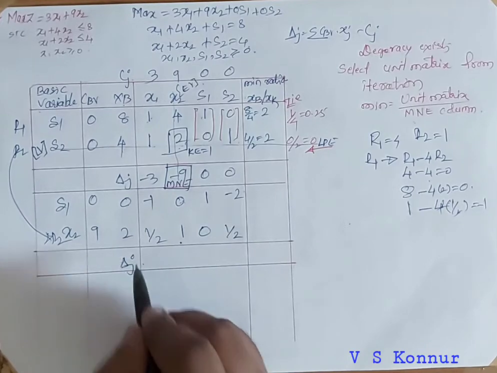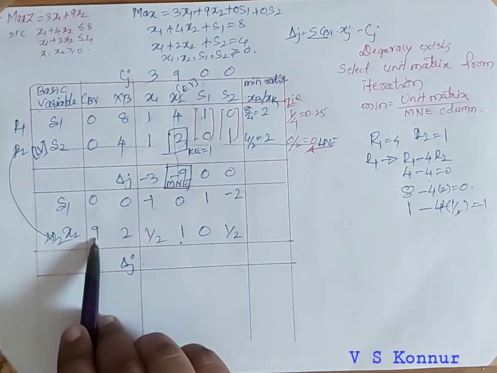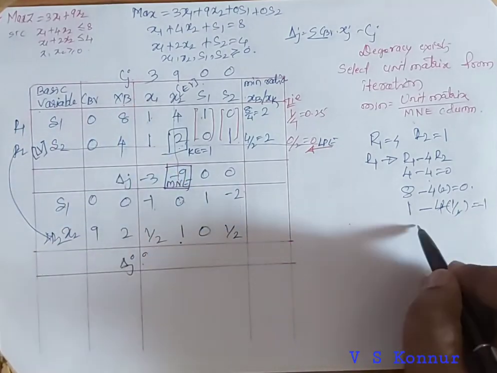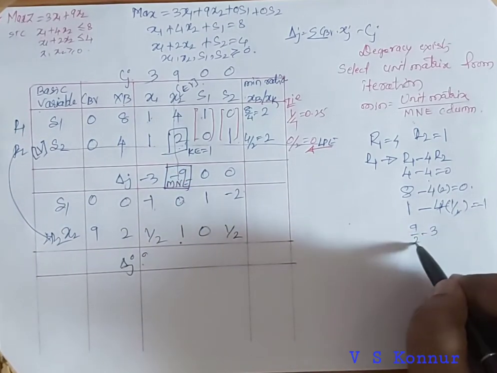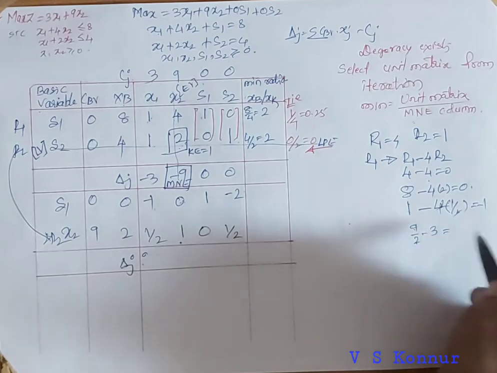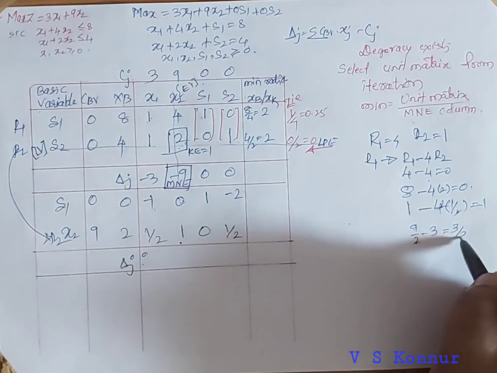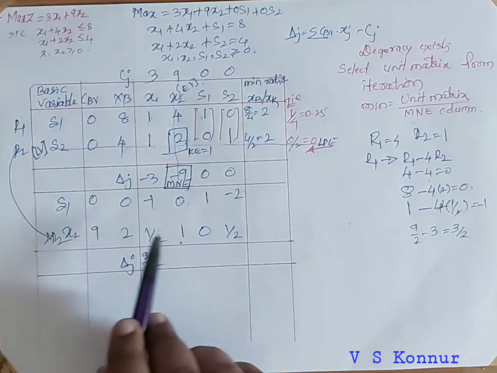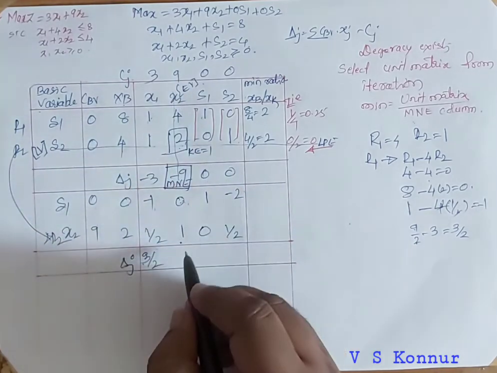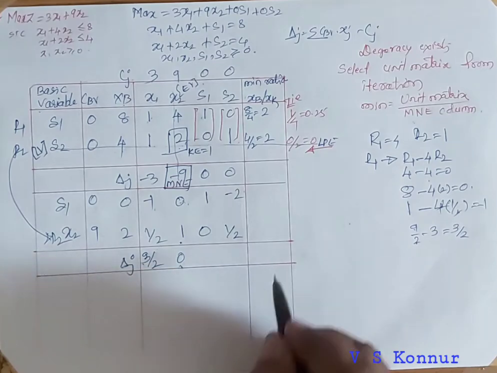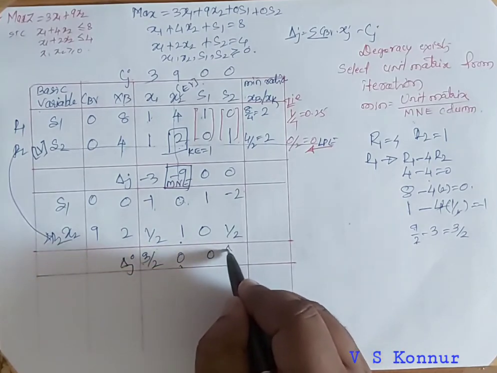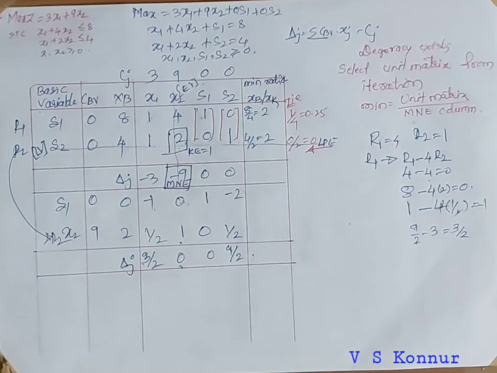Then you have to calculate delta j. 0 into this is 0. 9 into this is 9 by 2. 9 by 2 minus 3, 9 by 2 minus 3, 6. 9 minus 6 is equal to 3 by 2 we will get. 0 into this is 0, 9 into 1 is 9, 9 minus 9 we will get 0 directly by using the formula only. 0 0 0, we get 9 by 2 here.